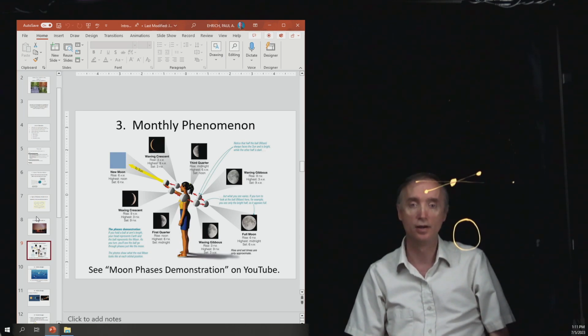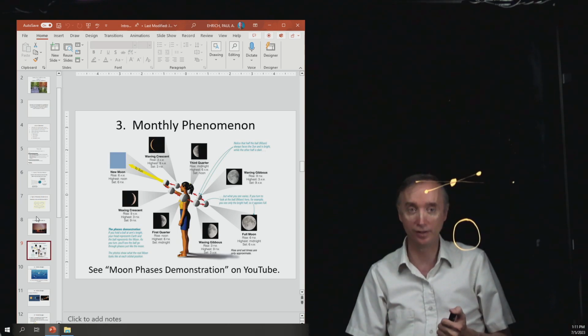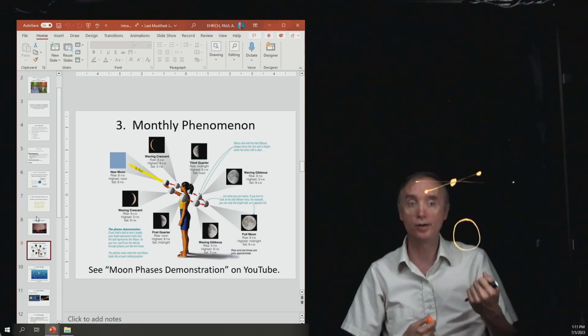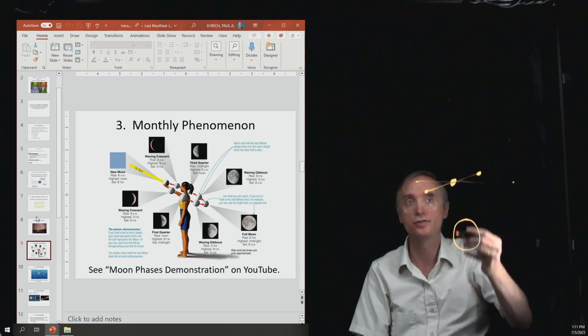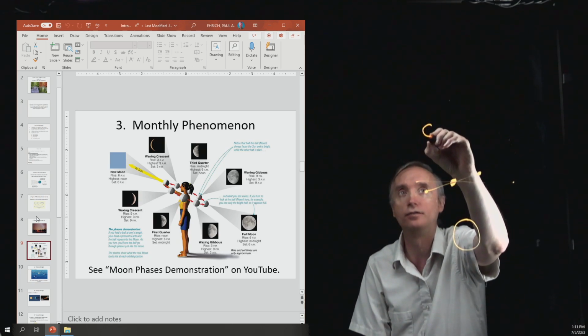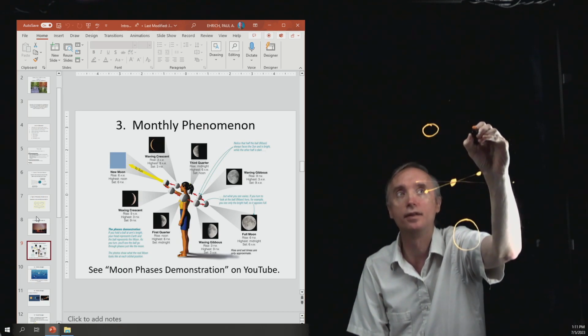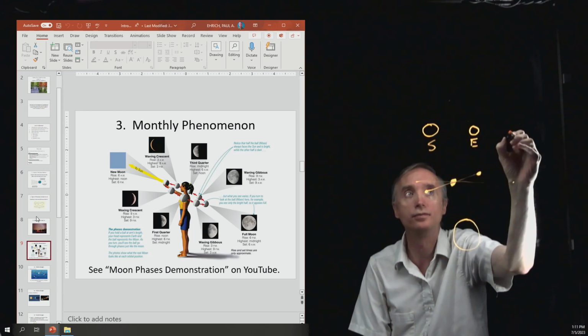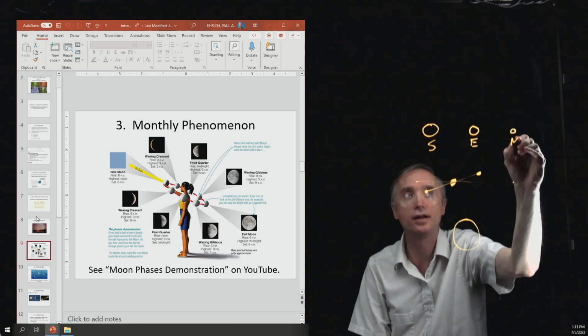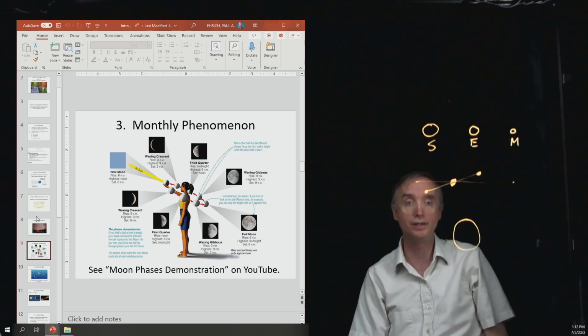So I'm going to say, how do the Earth, the Sun, and the Moon have to line up in order for the moon to be fully lit up? You should be able to draw pictures on the exam, or if I give you a picture, you should be able to interpret it. So if I gave you a picture of the sun and then the earth and then the moon, I could ask you what phase the moon would be in.